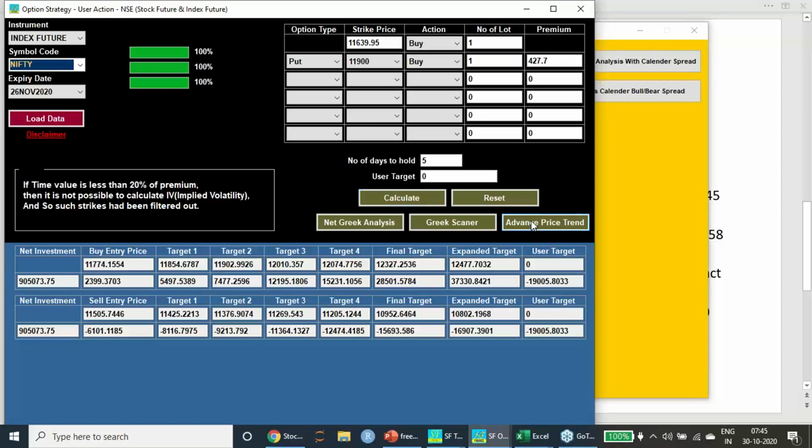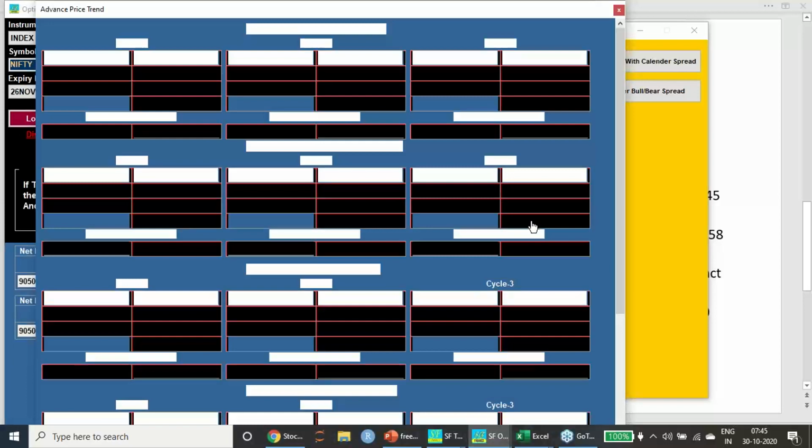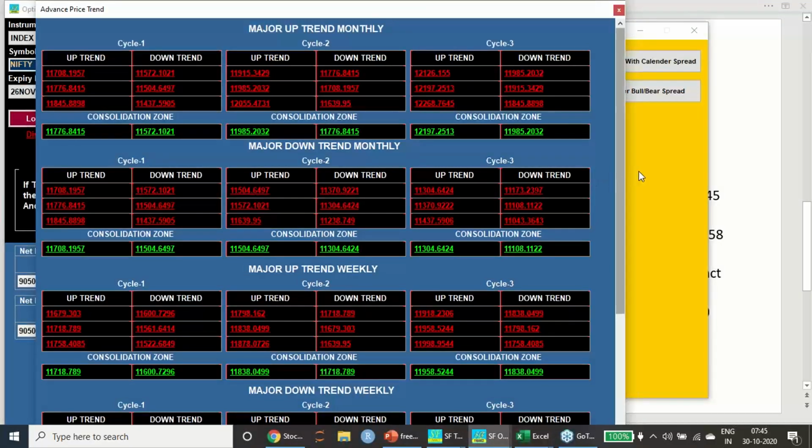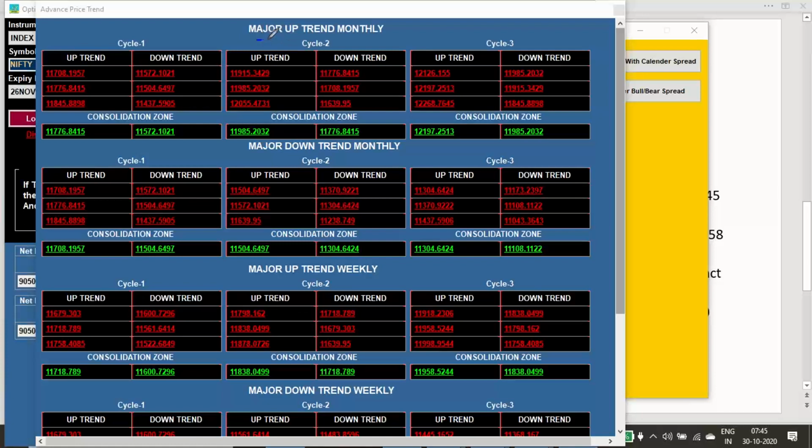Here we have given one advanced price trend analyzer. Many of you who have this particular software will be getting this. Here we have given monthly uptrend and monthly downtrend, and also weekly uptrend and weekly downtrend. This says that for this particular month of November, the expected movement you can get is 12,200 to 11,108. So this is the expected movement in the month of November 2020.